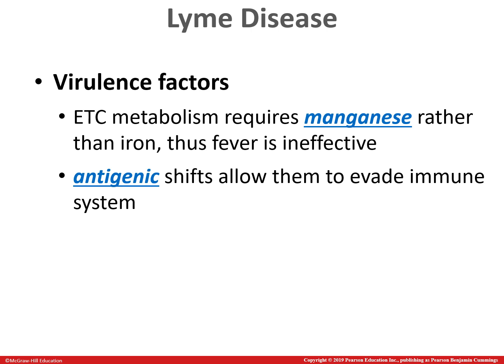The other problem is antigenic shifts. So every time this bacteria replicates in your body, it looks different. And so again, your immune system can't see that. That's also why we don't have effective vaccines against Lyme disease, because the bacteria looks different with each life stage or each generation. And again, it is a gram-negative bacteria, so that endotoxin is also problematic.